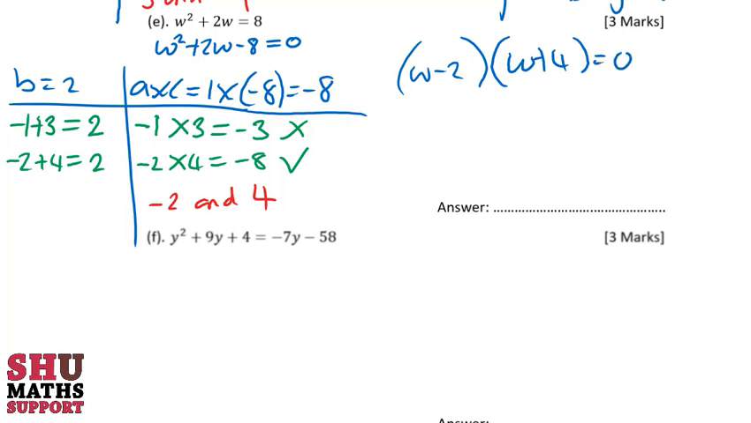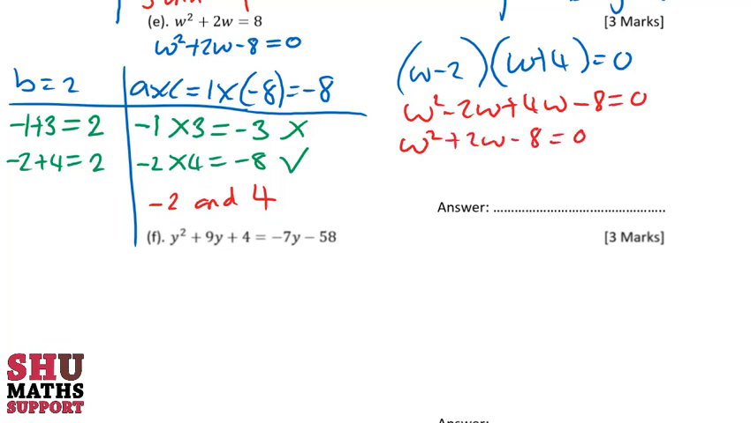And then we'll quickly expand that just to make sure we're correct. So we've got w squared minus 2w plus 4w minus 8 is equal to 0, which gives w squared plus 2w minus 8, which is equal to 0. So we know we've factorised correctly. We just need to state our values for w. So we have w is equal to 2 or w is equal to minus 4.